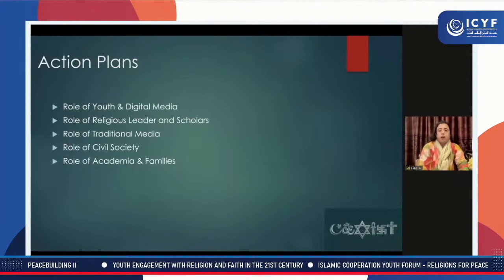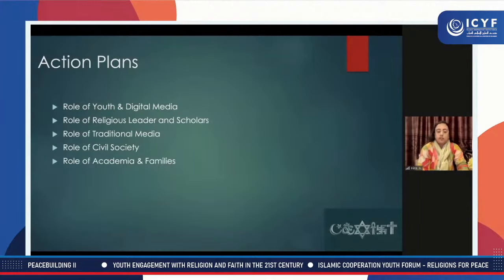Then my paper also consists of action plans. What will be the role of various stakeholders? The first role is obviously the role of youth, and there is a bulge of youth worldwide. They are using a lot of digital media. We know that fake news and disinformation have been creating a lot of propaganda against many religions, including Islam. So there is a role for youth to fact check what Islam really is, and counter the fake information present right now on online platforms.